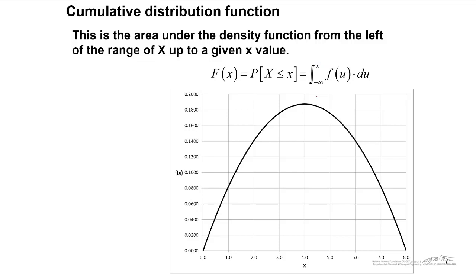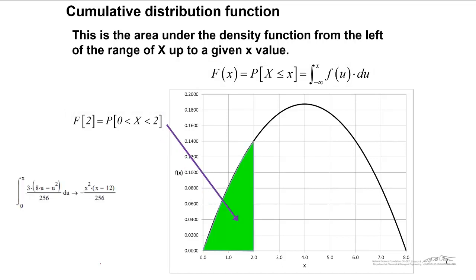Capital F of x, the cumulative distribution function, is the probability that our random variable is less than or equal to x. So going way down on the left side, its entire domain on the left side, all the way up to x. So we're just integrating from negative infinity to x. For example, the cumulative distribution function up to x equals 2 would be the probability that x is between 0 and 2. And that's shown by this green region here.